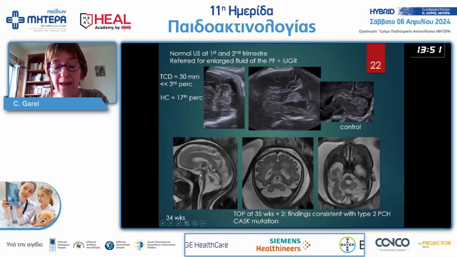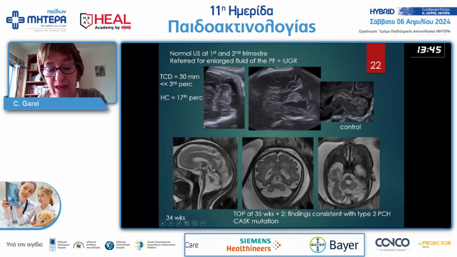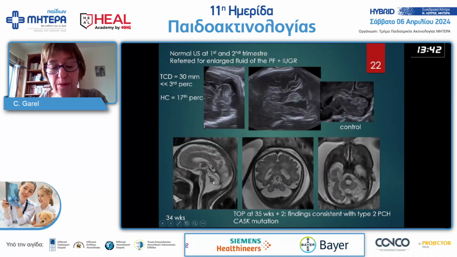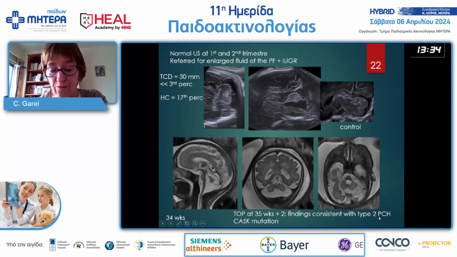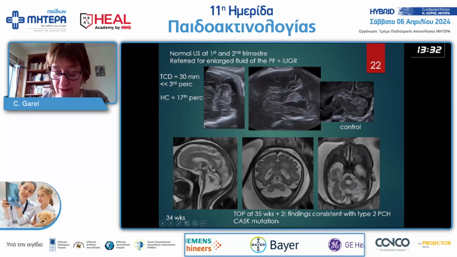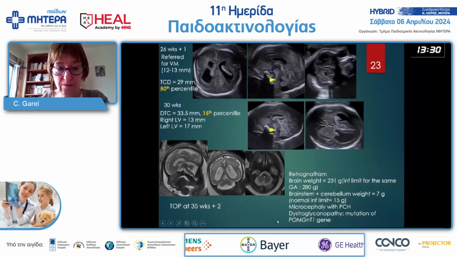Look at the MR on the same day. You can see that the brainstem and the vermis are very small, so are the cerebellar hemispheres, and all these findings were consistent with type 2 PCH, and it was a CASK mutation.